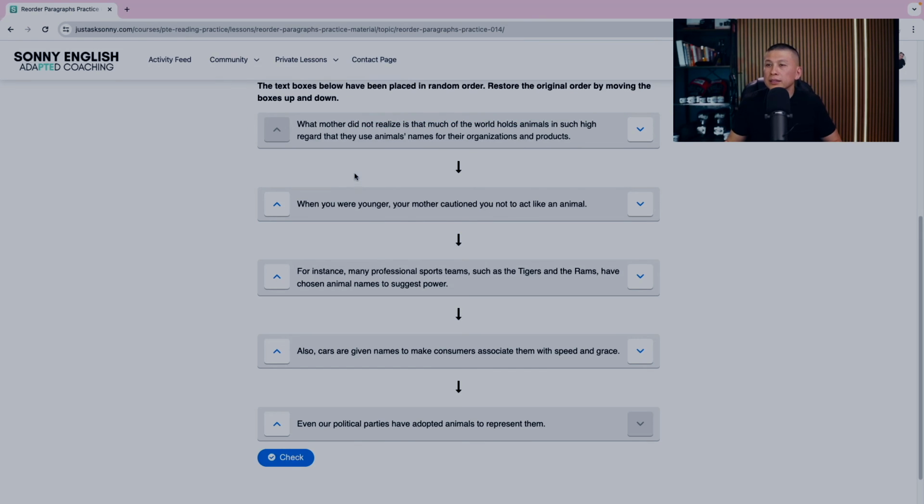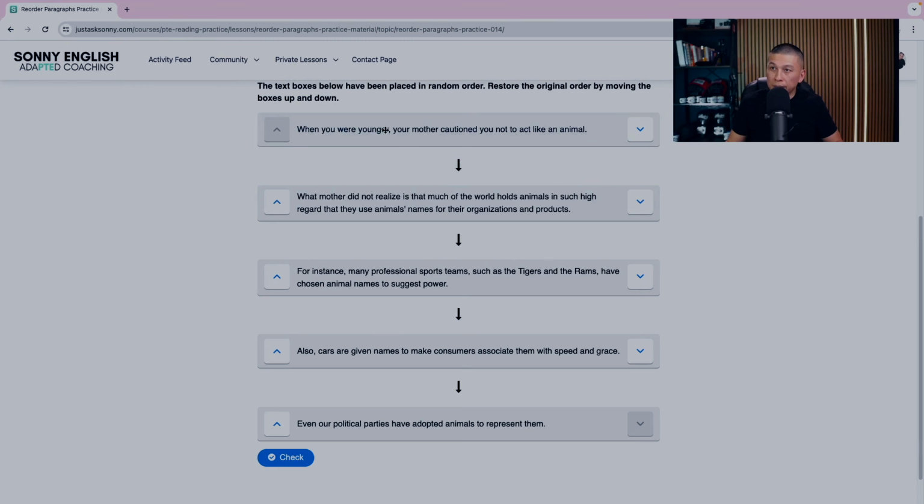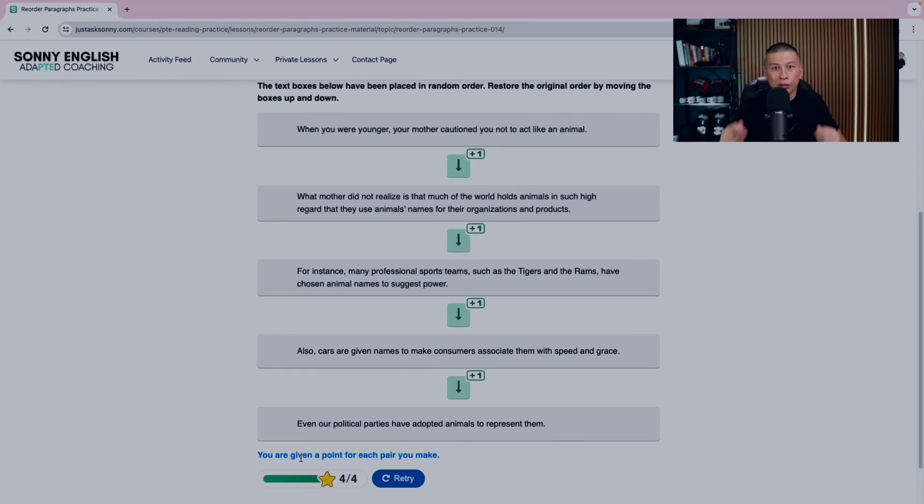Now let's take a look to see which one of these will go first. What mother did not realize is that much of the world, okay, when you were younger, your mother, I would assume this is the beginning. When you were younger, your mother cautioned you not to act like an animal. Okay, so it's going back to the beginning when you were younger. And then now here's talking about what mother did not realize is that the world holds animals in high regard. So we think highly of animals. This is the order I believe we should put it in. And I hope that helps.